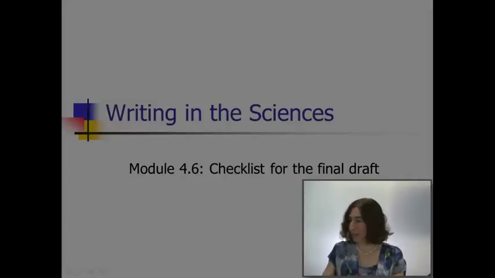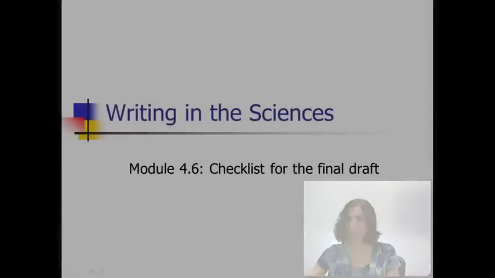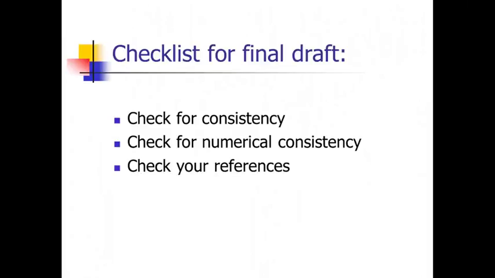Once you've revised it and the prose is sounding good, there are a few other things that I want to make sure you think about and check. So my little checklist for the final draft: you've got to check for consistency, and in particular for numerical consistency. You also want to make sure that your references are not what I call references to nowhere, and I'm going to talk a little bit more about that. So those are the things, at a high level, that you want to have checked off your list before you send something out.